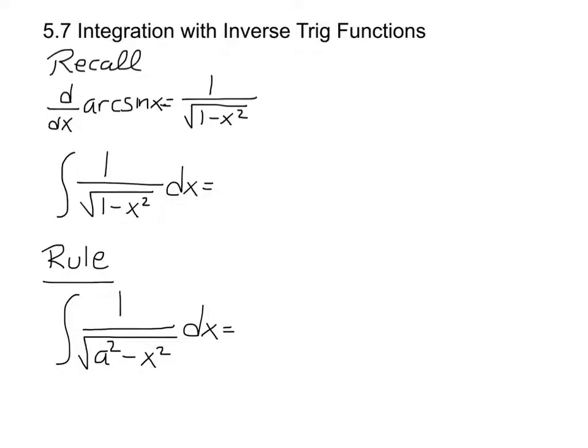So in this section, we're going to talk about how to integrate in order to get antiderivatives involving our inverse trig functions. So just to recall from 5.6, for example, the derivative of arcsine of x is 1 over the square root of 1 minus x squared. So we're just going to work backwards in that the antiderivative then of 1 over the square root of 1 minus x squared will be our arcsine of x plus possibly a constant.